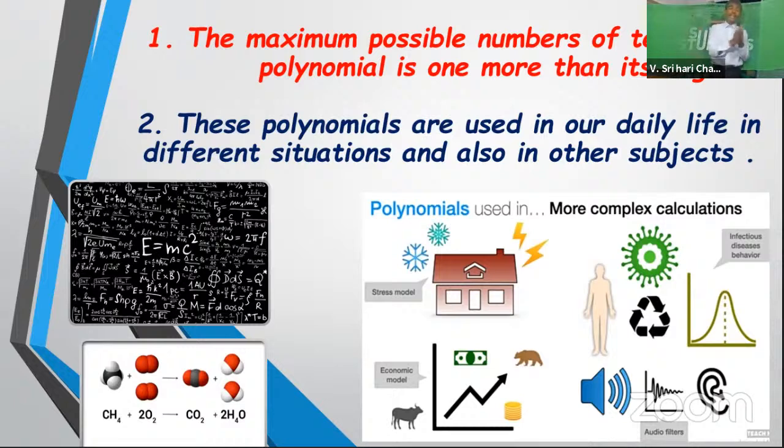How? Suppose a taxi driver wants to know how many miles he should travel to get $100. How many miles should he travel to get $50? You need to calculate that, right? So these polynomials are used in our daily life in different situations and also in other subjects. See the great equation given by Albert Einstein in physics. What is it? E equals mc square, right? And second, Newton's laws of motion state that force is directly proportional to the mass and acceleration, means F equals ma. And the three equations of motion in physics. What are they? V equals U plus at, S equals ut plus half at square, V square minus U square equals 2as.